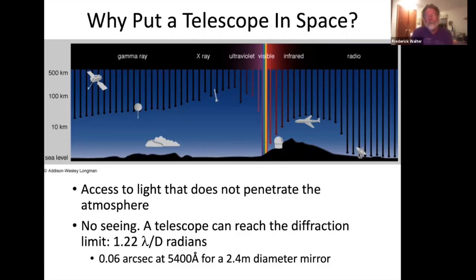And if you look in visual light and you have a 2.4 meter mirror like Hubble does, that diffraction limit is 0.06 arc seconds, 60 milliarc seconds, which is a pretty small angle. You're pretty much limited to about 1 arc second on the ground. You can do a little bit better, but not too much.